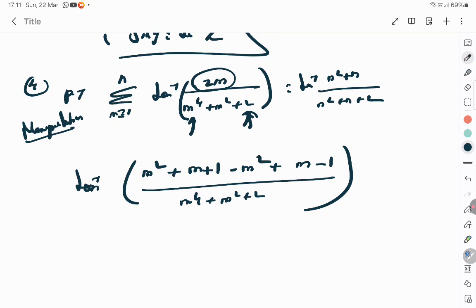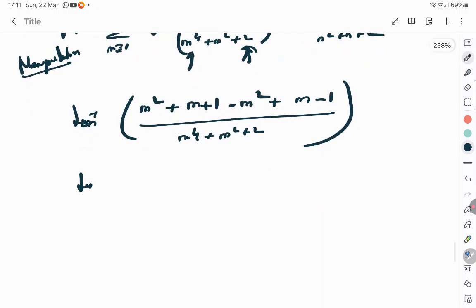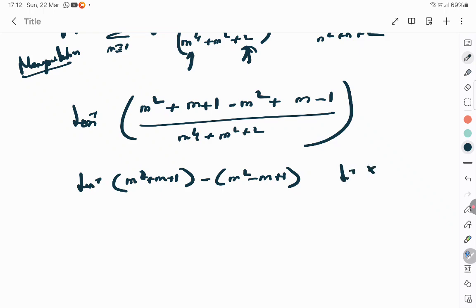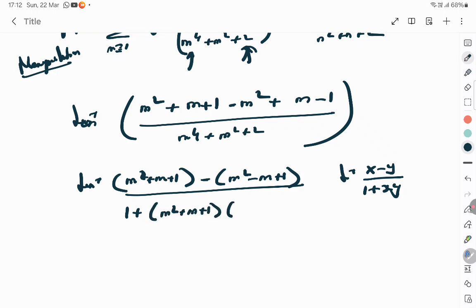So writing 2m as m plus m, then adding an m square, subtracting an m square, adding a plus 1 and subtracting m square. The next step is tan inverse of (m square plus m plus 1), which is going to act as an x, minus (m square minus m plus 1), which is going to act as a y, divided by 1 plus xy. So tan inverse of (x minus y) by (1 plus xy). Just substitute, this is x and this is y.